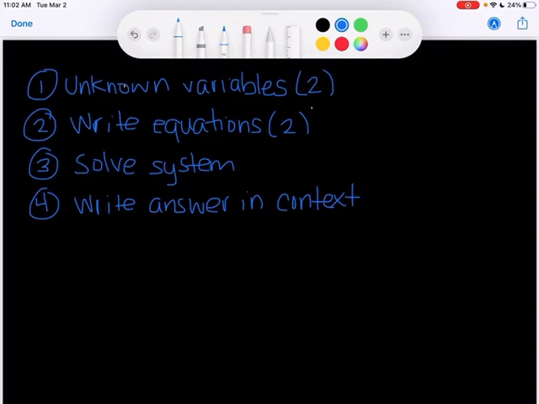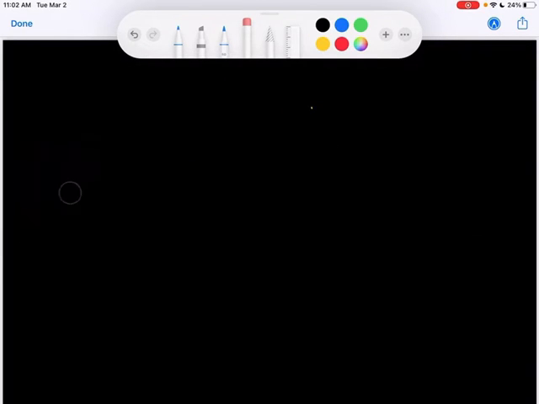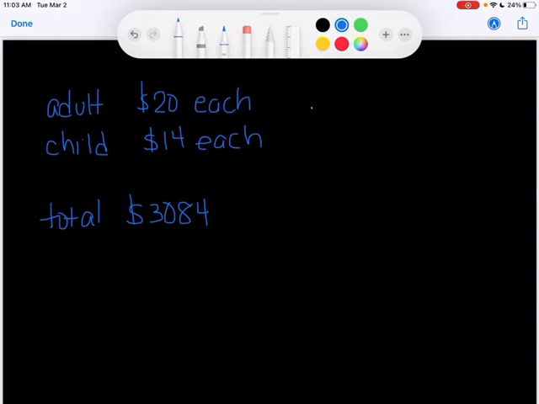So, for example, let me erase this. Miranda is selling t-shirts for a fundraiser. She's selling adult t-shirts for $20 each. So adult shirts are $20 each. She's also selling child t-shirts for $14 each. She makes a total of $3,084. That's how much she collects. And she sold 171 t-shirts.